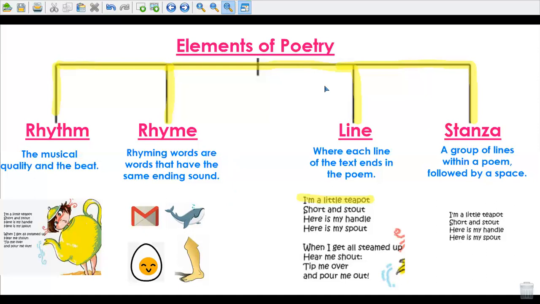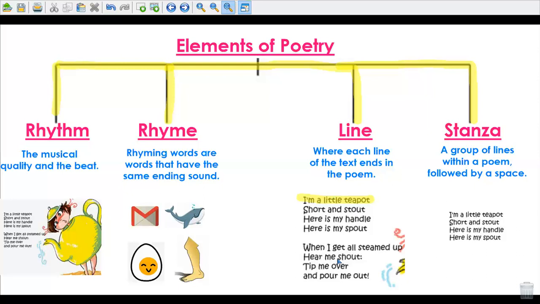Our next element of poetry is line. And a line is exactly what you think it is. It's where each line of the text ends in the poem. We actually know lines and look at lines from when we're reading and doing Read to Achieve, or RTAs. And so we count the lines sometimes then, and sometimes your teacher may say, point to the line. It's the same exact thing.